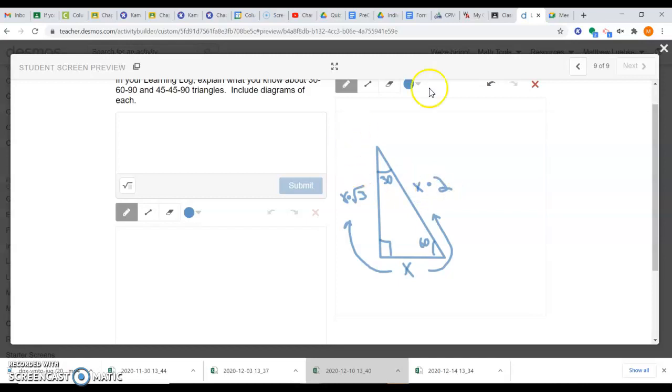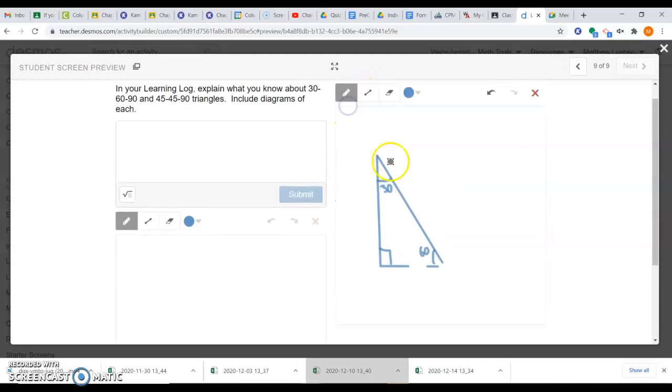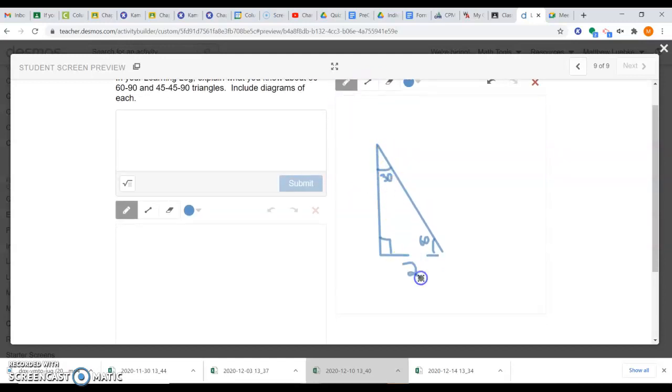The way this works is generally I'll give you a problem, and maybe I will tell you that the short leg, the leg across from the 30, has a length of 2. I'm going to ask you then to find the other two missing side lengths. According to the pattern, to find the long leg, it is your short leg multiplied by the square root of 3, so this would be 2 times the square root of 3. To find your hypotenuse, it is 2 times 2, which would be 4.